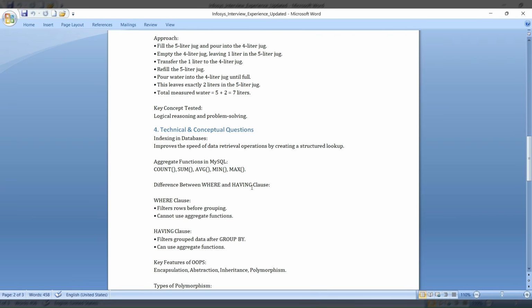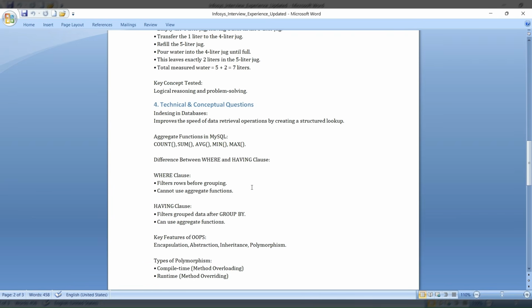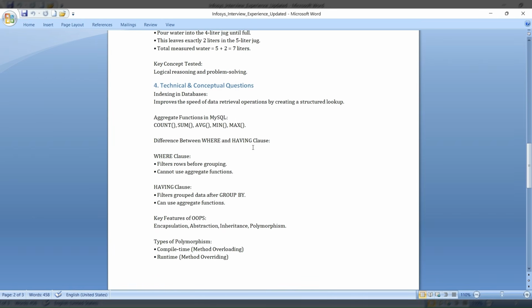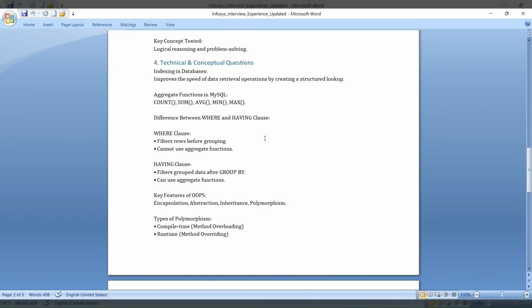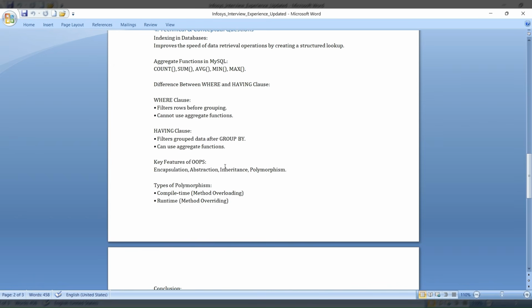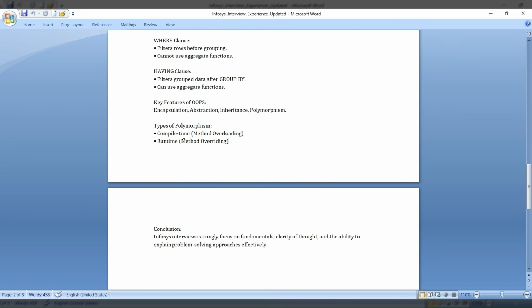logical reasoning skills. And coming to the conceptual questions, he asked me about indexing, what are indexes, and how we use indexing, what are the aggregate functions in MySQL, differences between where and having clause, features of OOPs, and the difference between runtime and compile time polymorphism. So these are the questions I have been asked during my interview at Infosys.